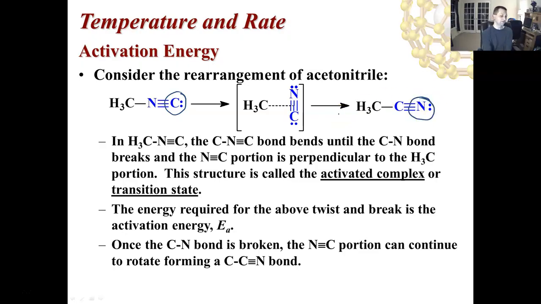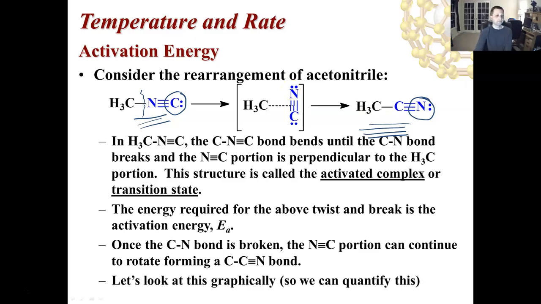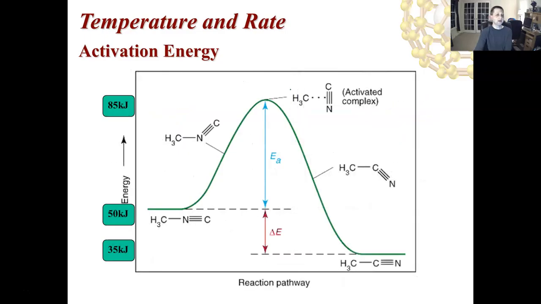So that's definitely going to be the preferred state over here compared to over here. But you still need to have some energy put in to get this bond to break and for you to have that rotation of that nitrogen-carbon triple bond. So let's look at this graphically, same reaction.